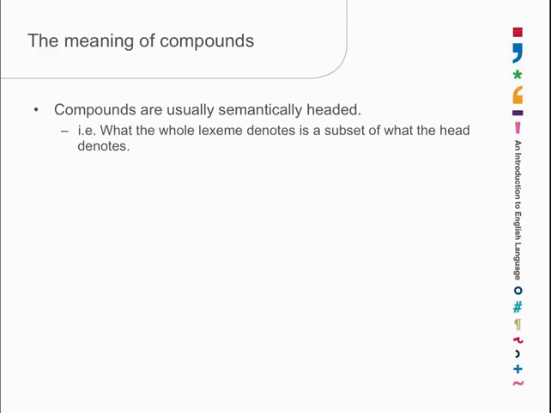Let's have a look, for example, at a bookworm. A bookworm is sort of a kind of worm. A glasses case is a kind of case. A textbook is a kind of book. A calendar entry is a kind of entry, not a kind of calendar. So the head, it turns out, is the second element of the compound, and that is not only the head in terms of its grammatical properties, but also the head in terms of its meaning. So a steamboat is not a kind of steam, it's a kind of boat.